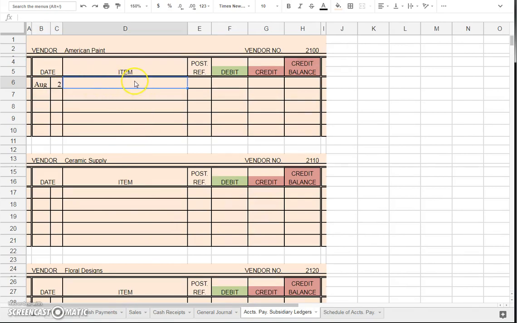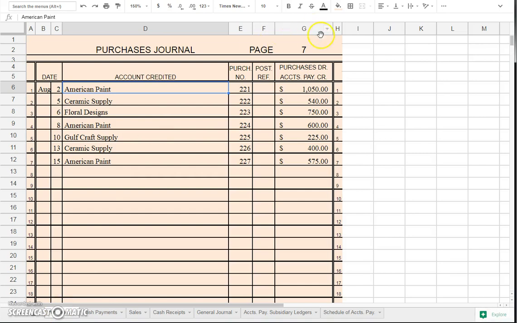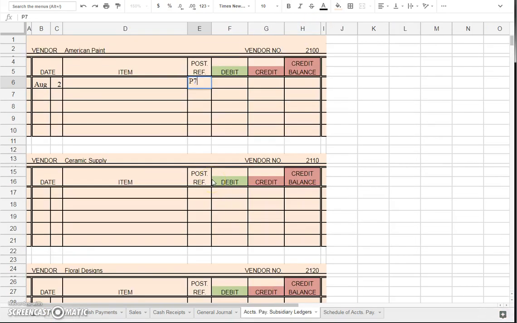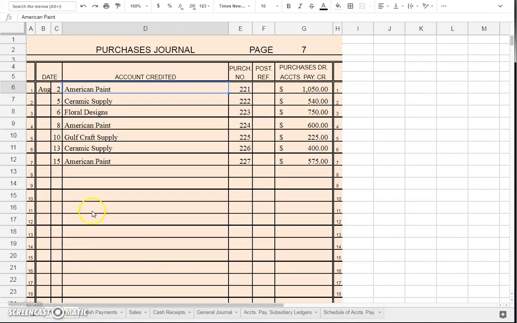Don't need to put anything here. Post reference is where you got this number from. So this is the purchases journal and it's page 7, so I am going to put P7, purchases page 7. And it was a credit for $1,050. Because that's my very first transaction, that is also my balance. All right, I'm going to do a couple more, and then we'll jump to the cash payments.